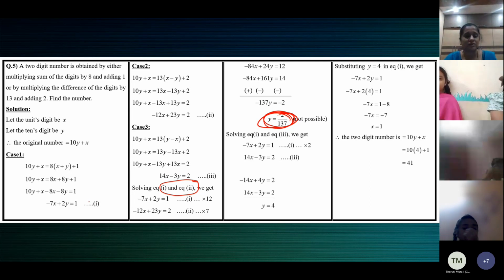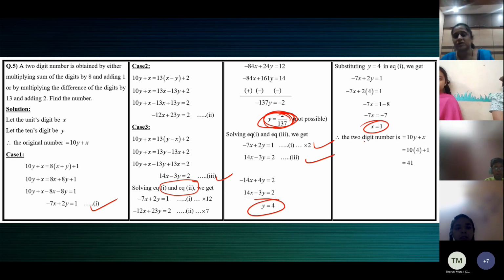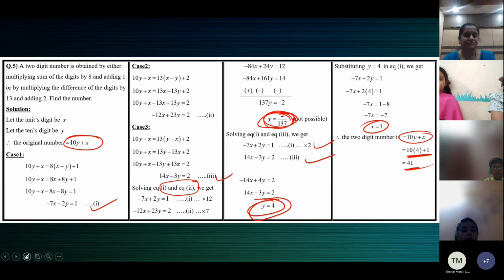Now take equations 1 and 3 and solve them. You get y as 4 and x as 1. So the two-digit number is 10y plus x. In this case, it's 10y plus x. So 10 into 4, y is 4, 10 into 4 plus 1, 41 is the number.